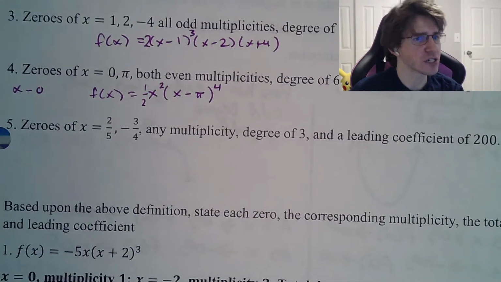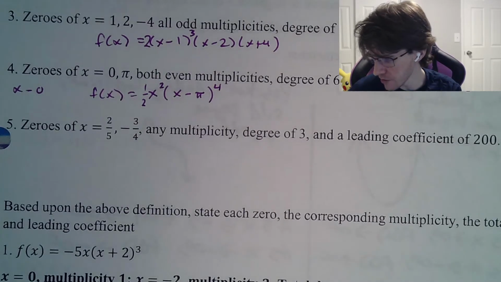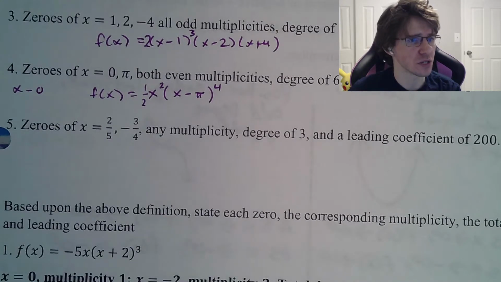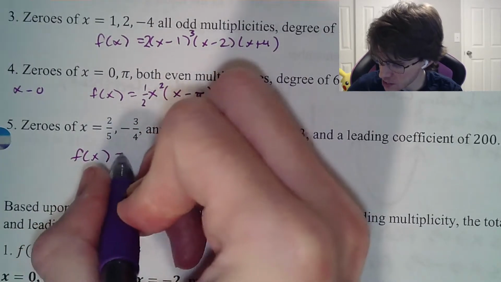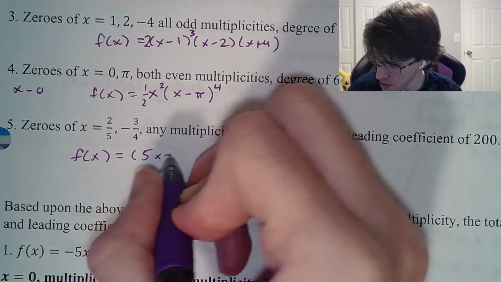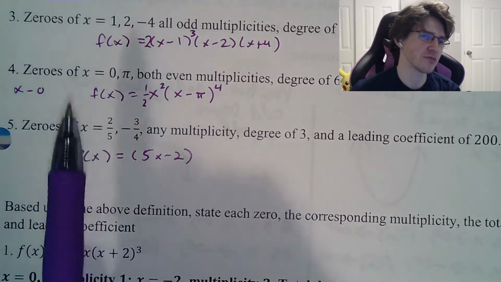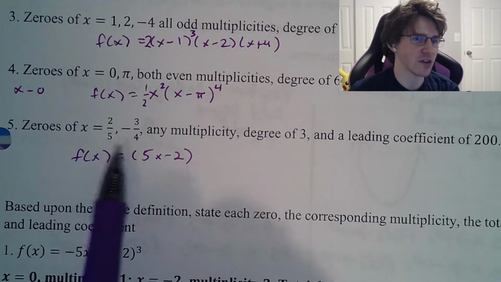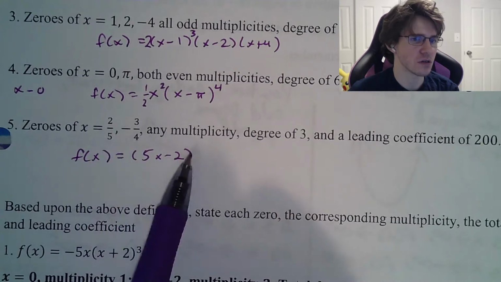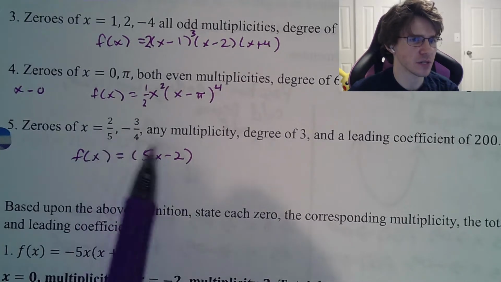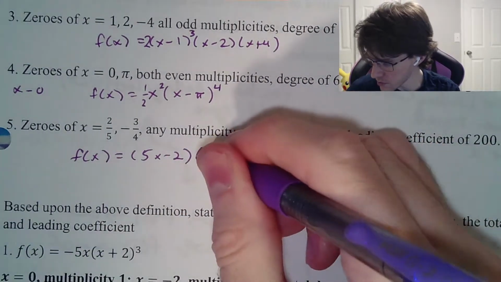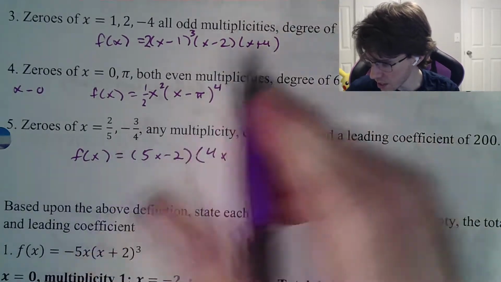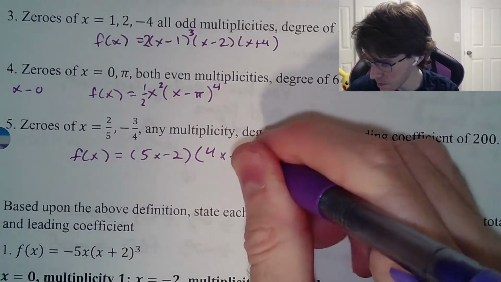Number 5. Zeros of x equals 2/5 and negative 3/4, any multiplicity, degree of 3, leading coefficient of 200. So zeros of x equals 2 over 5. This one, we're going to start off with f of x is equal to 5x minus 2. This is again from our definition. The idea is this 5 is going to go first, the 2 is going to go next, and because this is a positive, this is a negative. Same concept here. The 4 gets written first, then the x. This is the negative, so we're going to make it a positive, then the 3.